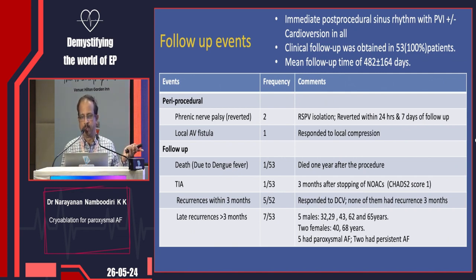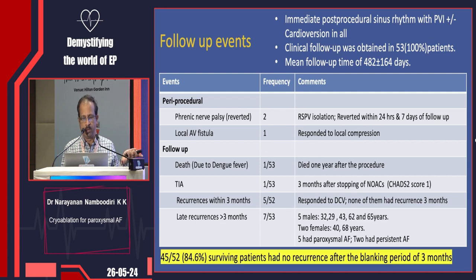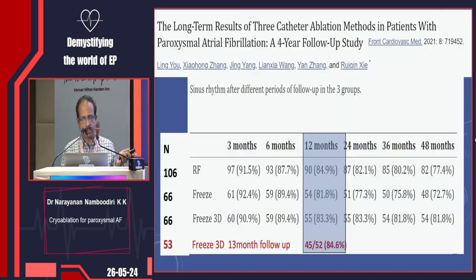With clinical follow-up in all, 45 out of 52 patients, that is 85% of surviving patients, had no recurrence after a blanking period of 3 months. My last slide is the Freeze comparative studies, and our follow-up is actually 16 months, not 13 months. We have 85% remaining in sinus rhythm, and in fact, this is much better. This is actually 12 months.